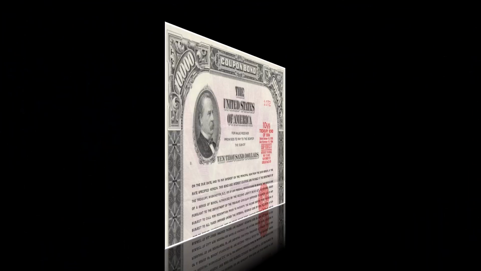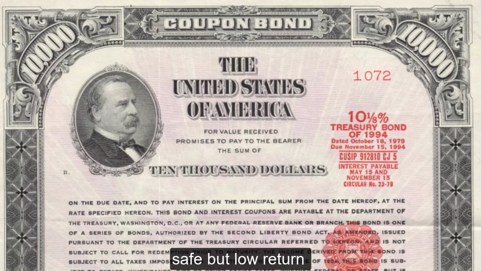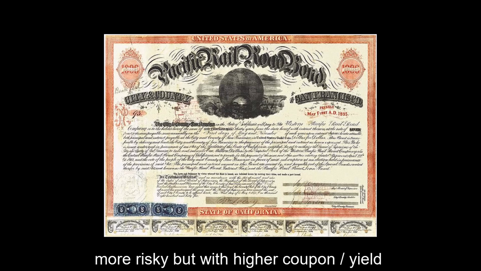Government bonds are issued by national governments. These bonds are low risk and provide stable returns. Corporate bonds, on the other hand, are issued by companies. They offer higher yields than government bonds, but carry more risk.